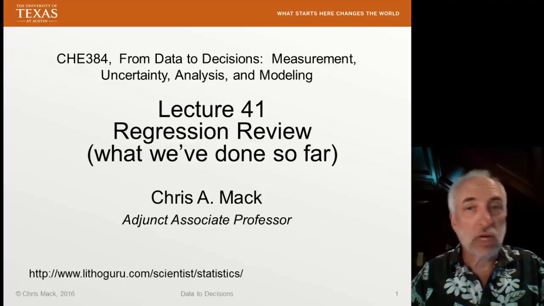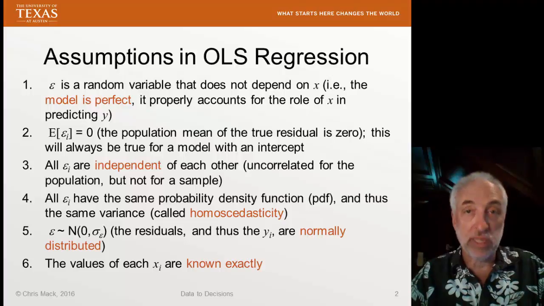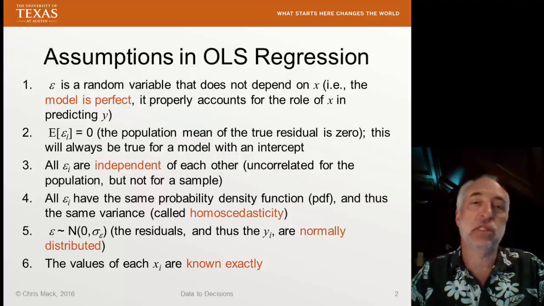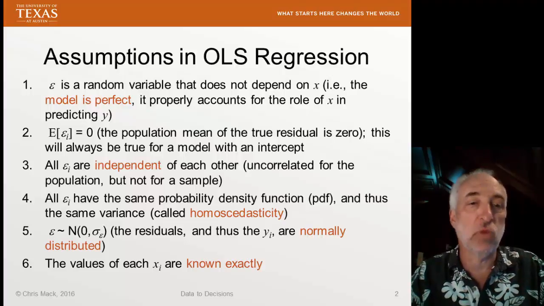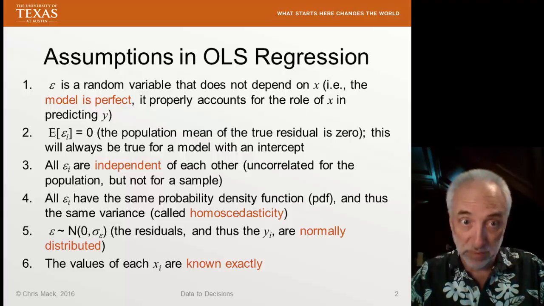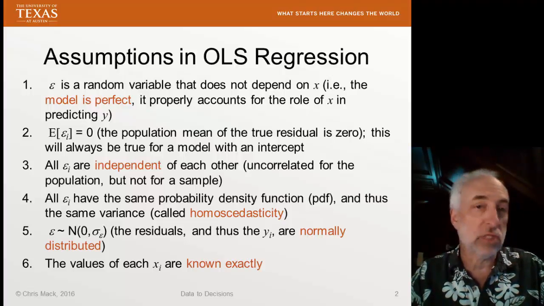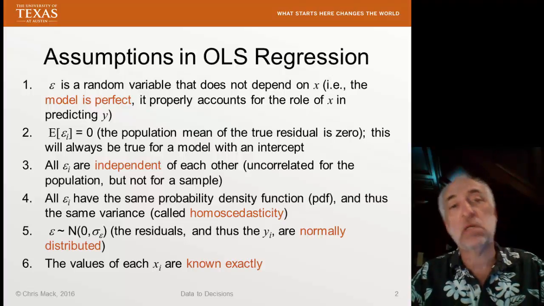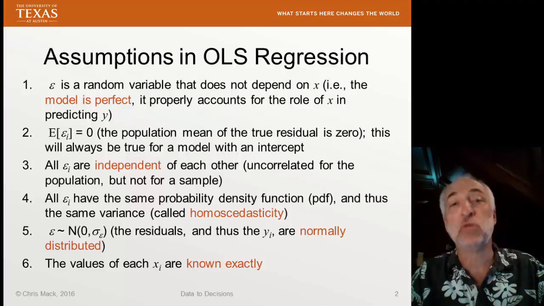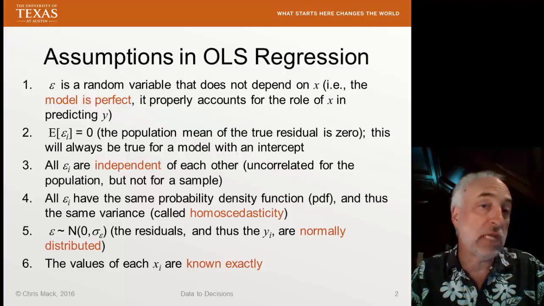So let's talk about the assumptions in an ordinary least squares regression. We've seen this slide so many times, it should be very familiar to you. There are 6 assumptions, one of which is always going to be true if we have a model with an intercept. So number 2, mean value of all the residuals equal to 0, is not something we're going to worry about. The other 5 assumptions are things that can and do go wrong in many regressions.